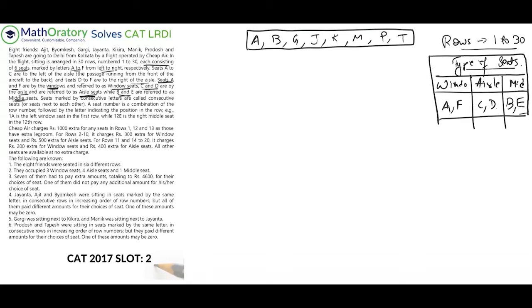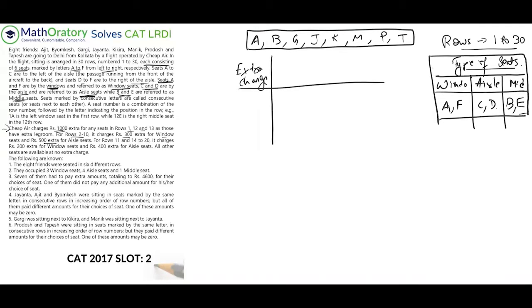Now, cheap air charges. From here, cheap air charges rupees 1,000 extra for any seats in rows 1, 12, and 13, whatever be the reason. For rows 2 to 10, it charges 300 for window seats and 500 for aisles. So let's collect this also in a different table. Let me name this as extra charge. This table I'm giving a name just to understand later on.